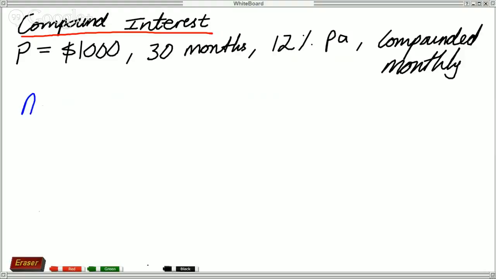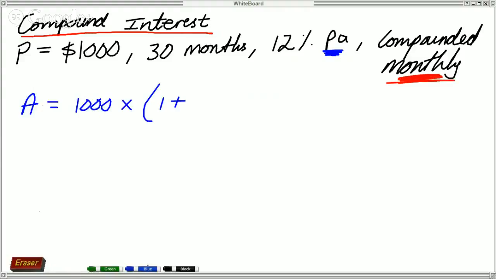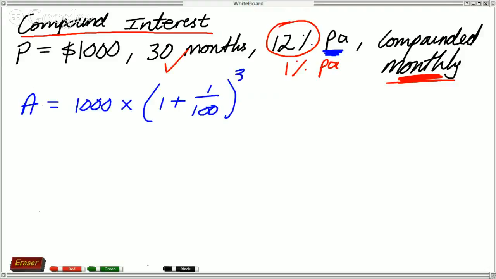So the amount equals 1,000 times, now the interest rate, this is in terms of years, but the question wants everything in terms of months. The time is in terms of months, that's good. So if it's 12% in 12 months, how much is it in 1 month? It will be 1% in 1 month. It's 12% in 12 months. So plus 1 on 100, and that is to the power of 30.